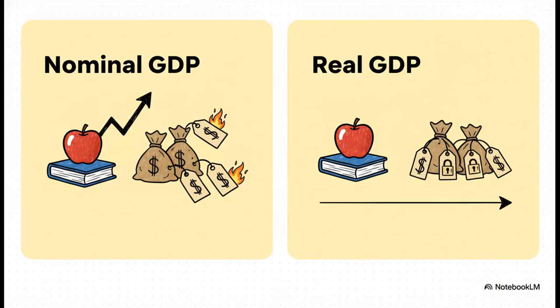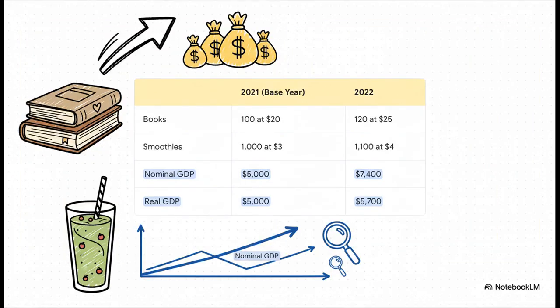So, nominal GDP is calculated using today's prices. That means if prices go up, inflation, nominal GDP goes up too, even if we made the exact same amount of stuff. To get the real story, economists use real GDP. It basically freezes prices in a base year to strip out the effects of inflation and show if we actually produced more. Let's look at a quick example.